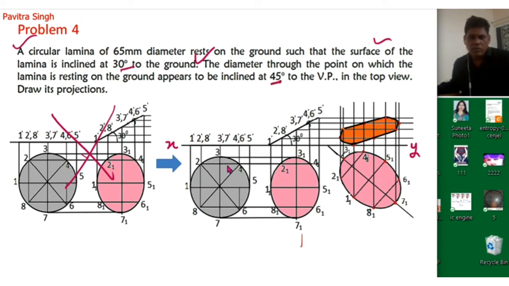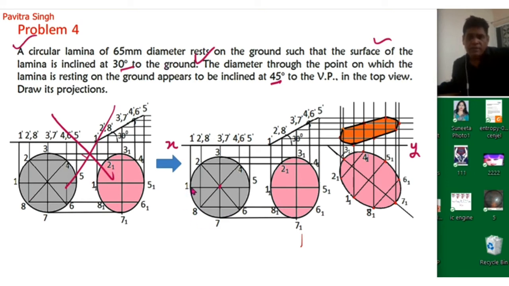So now we will draw a circle below the XY line because this lamina is resting on the horizontal plane. So we can see this lamina from top. So this will be actually circular when we rotate this horizontal plane like this. So this will be projected in the vertical plane, which is below the XY line. So first we can see this complete surface in the top view. So we will draw the top view first. Suppose this is the center of this circle and we have drawn this circle of diameter 65 mm.